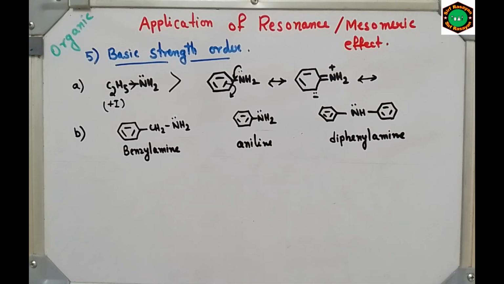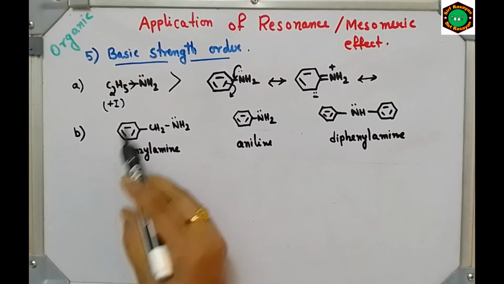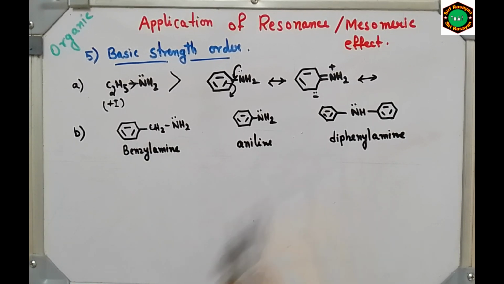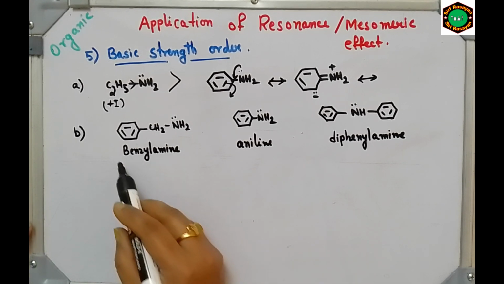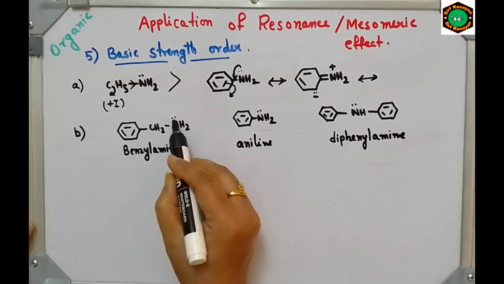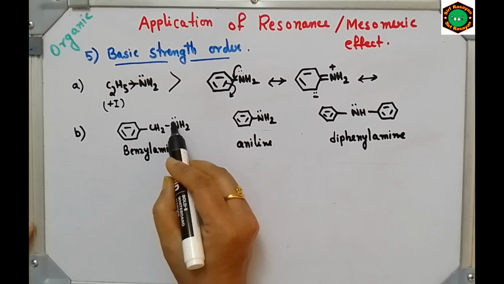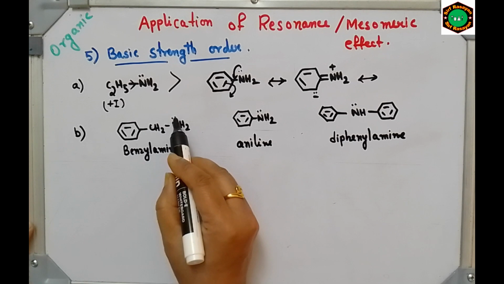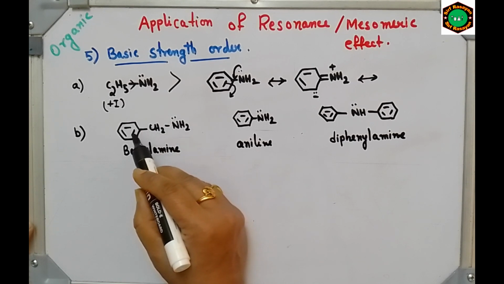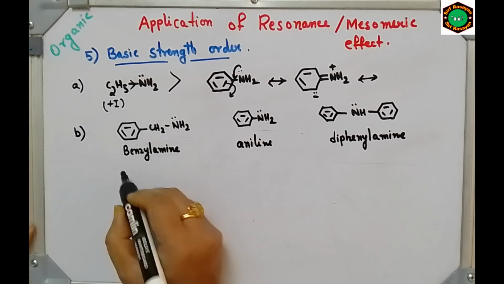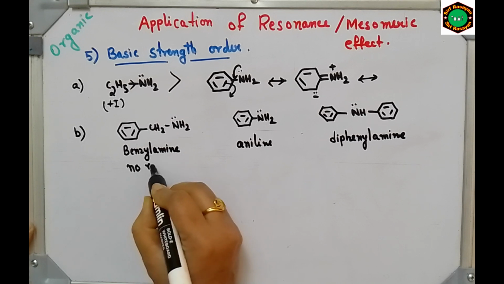Find out the basic strength order of these three compounds. The first one is benzylamine, next is aniline, last one is diphenylamine. In benzylamine, the nitrogen lone pair is not involved in resonance with the benzene ring because it is not in conjugation. Lone pair, single bond, then double bond. So there is no resonance.